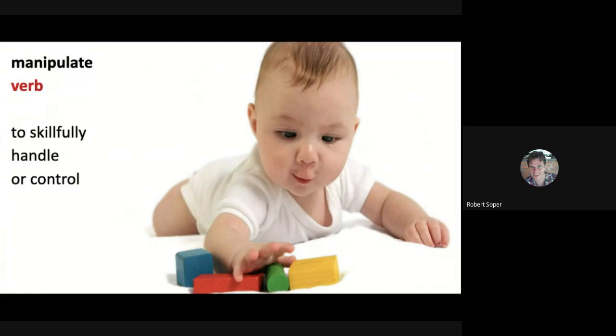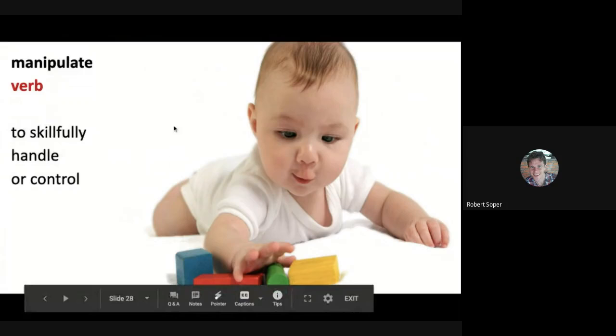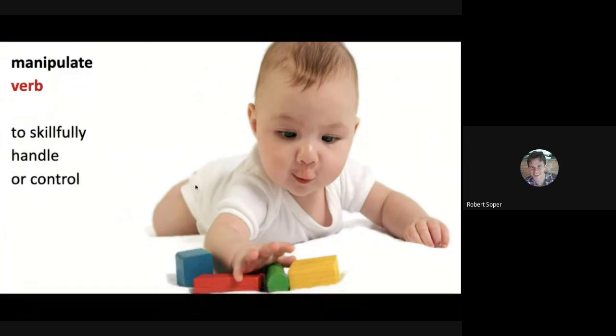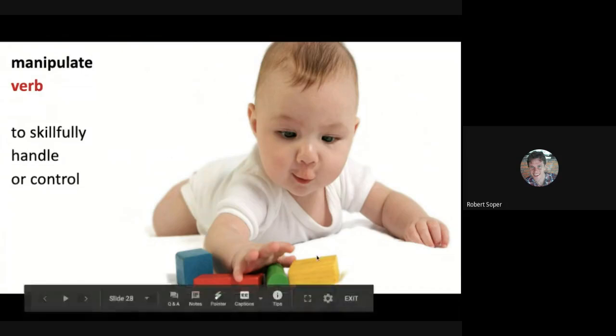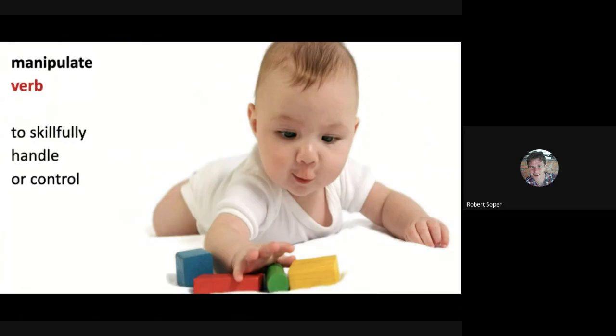So if you were to pick up those objects, you would be much better at manipulating them than him. You could skillfully handle and control those objects much better than this baby. But over time, as he gets older, he will be much better at manipulating these objects, and maybe when he's 2, he will be able to do it quite well. So putting manipulate in a sentence, I could say children learn how to manipulate objects when they are young.